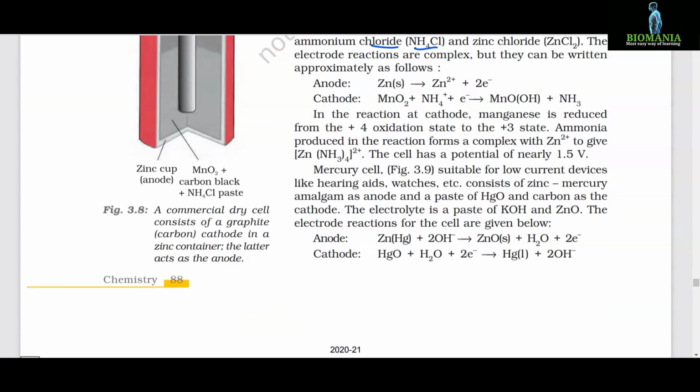Zn(Hg) plus 2OH− gives ZnO plus H2O plus 2 electrons. At the cathode, HgO plus H2O plus 2 electrons gives Hg plus 2OH−.